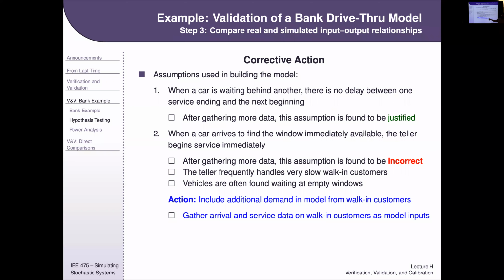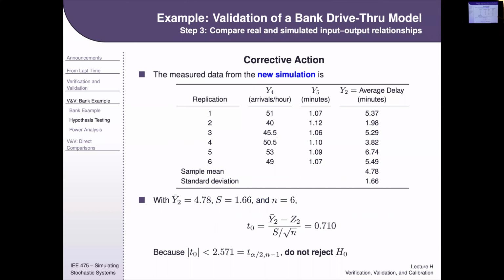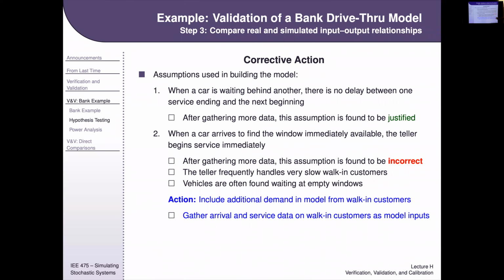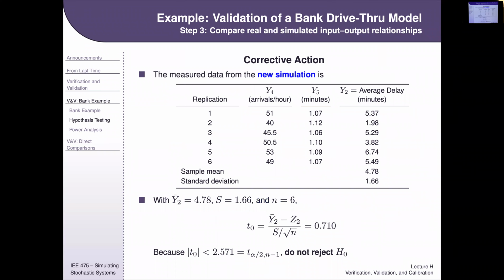And so we say, okay, well, we need to model them. We need to now also have as an input the walk-in customers. So we're going to have to go back and rebuild our model so that we have arrival and service data on the walk-in customers too. Even though we're not modeling the service of the walk-in customers, they are having an effect on our drive-through customers. So we need to go back and get data on them and rebuild our model. So we go back and we do that and we rerun the model.